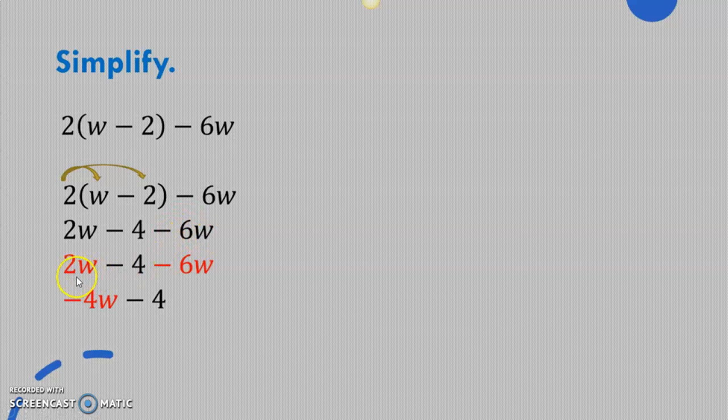Like terms are going to be 2w and minus 6w. So that means we'll subtract 2 minus 6w will give us a negative 4w, and then we still have our minus 4, which we bring down. We cannot combine these two terms because this term does not have a w. So our final answer is negative 4w minus 4.